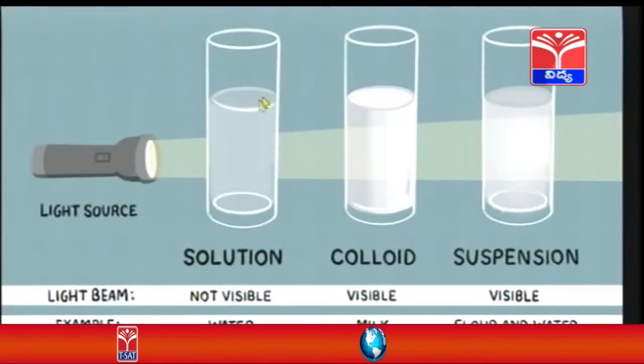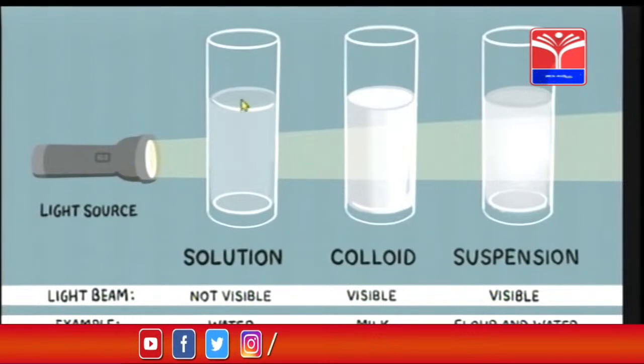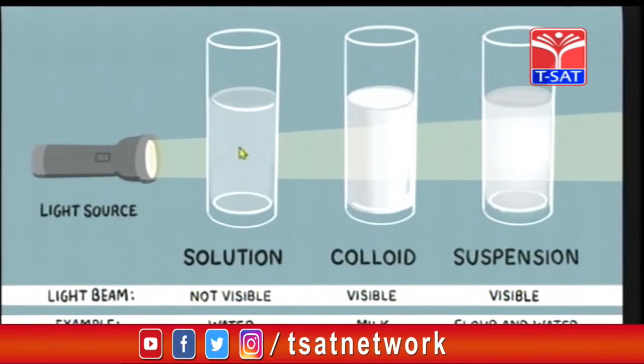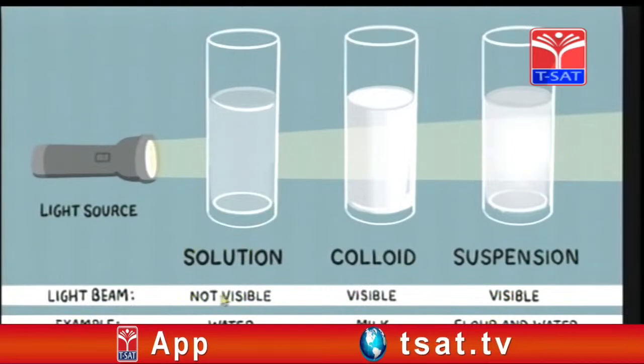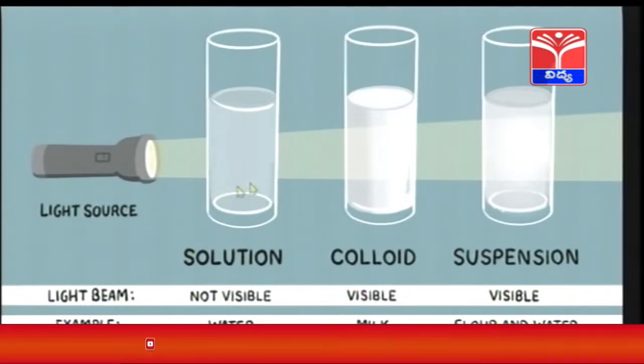Children, observe this picture, children. We have taken a light source. When this light source is allowed to pass through the clear solution, can you observe this light ray passing through the solution? No, because this is a homogeneous mixture. So the beam of the light ray cannot be seen passing through the solution.